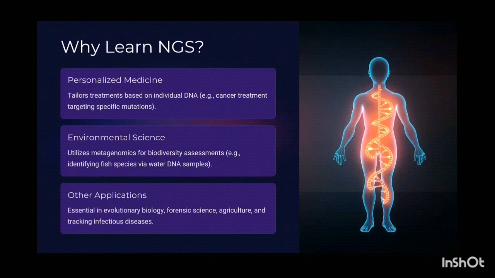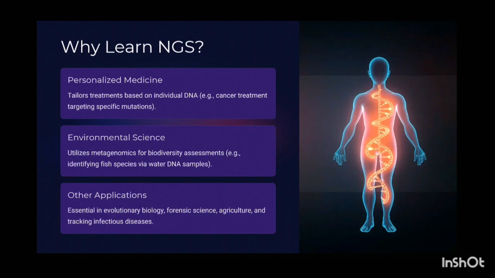In environmental science, NGS is used for metagenomics, which allows us to analyze the DNA from complex environmental samples. Imagine trying to identify fish species in a river. Instead of catching each fish individually, we can now take a water sample, sequence the DNA present in it, and determine all the species living in that environment, which has wide applications in biodiversity studies, environmental monitoring, and even tracking the effects of climate change.